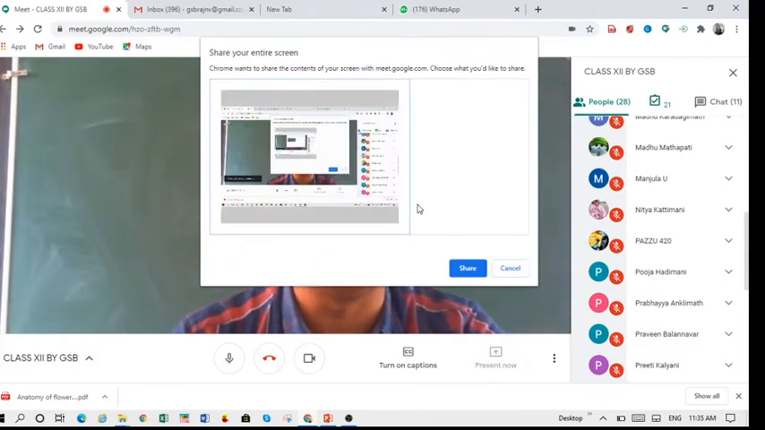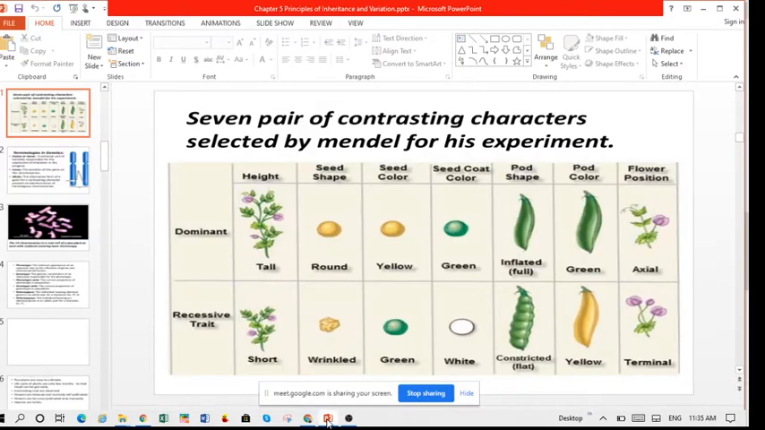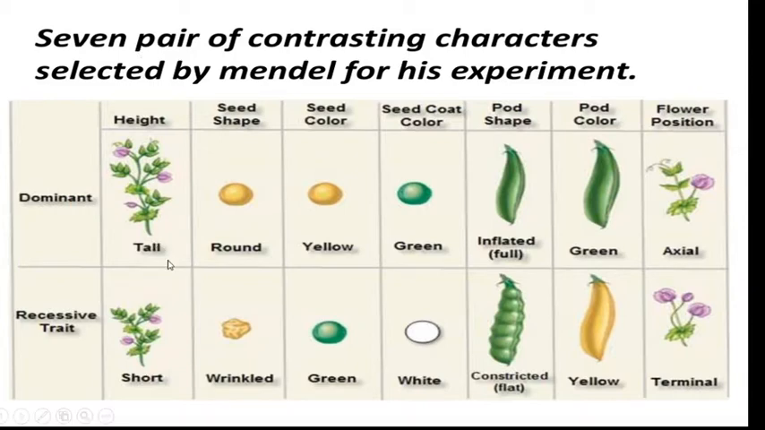Let me repeat those 7 contrasting traits here just for information again, and we'll continue. You can see here, the height of the plant, tall and also short. What is another name for short? Dwarf. It is also called dwarf. Good. In this, tallness is said to be the dominant trait, and dwarfness is said to be the recessive trait.